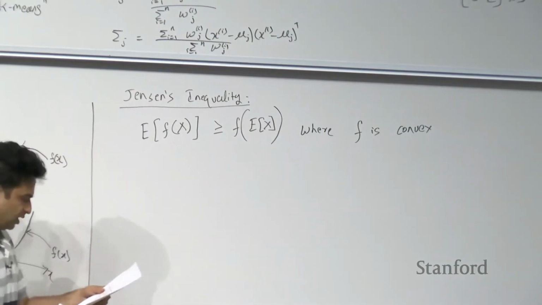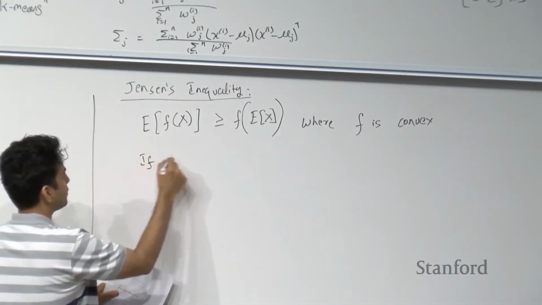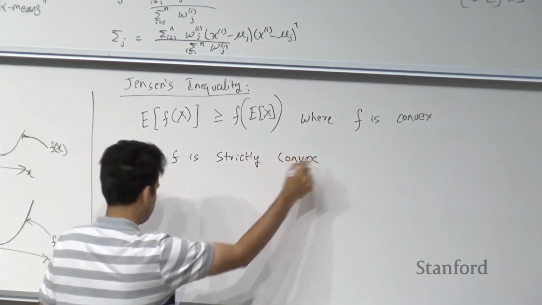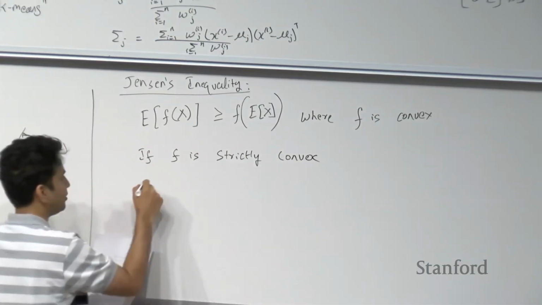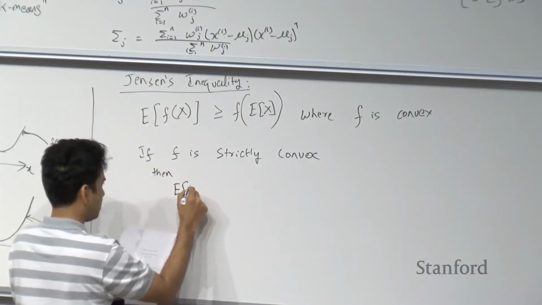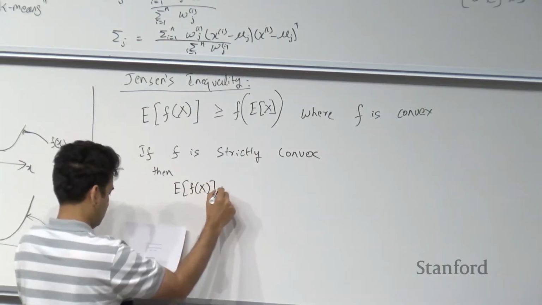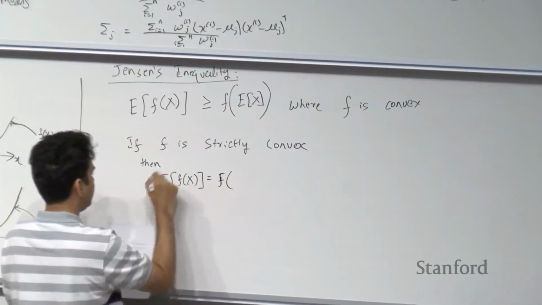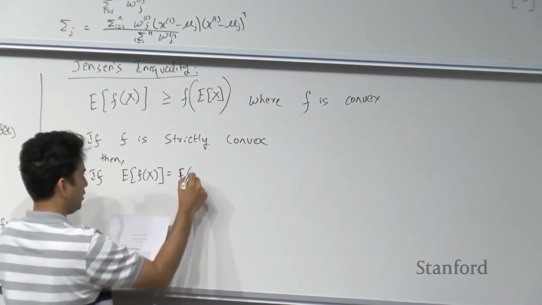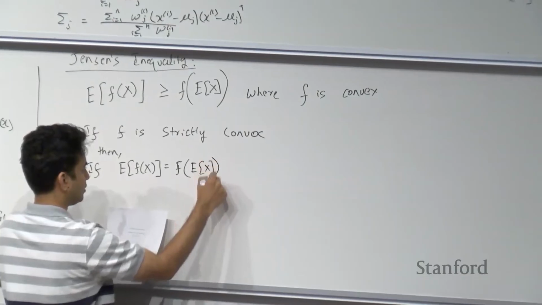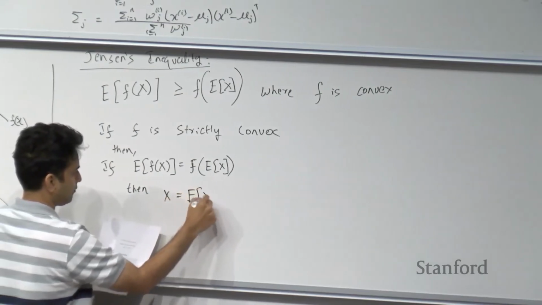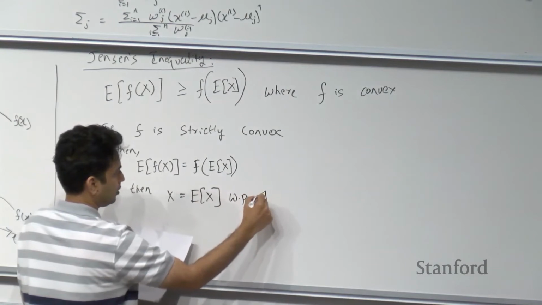And moreover, if f is strictly convex, then if the expectation of f of x equals f of the expectation of x, then x equals the expectation of x with probability 1.